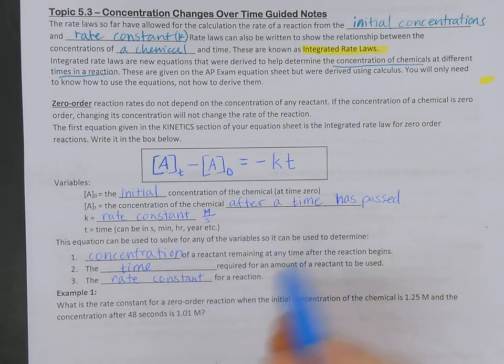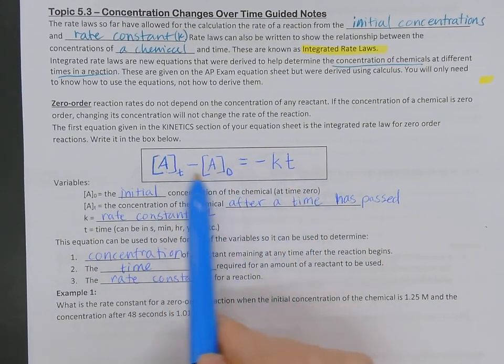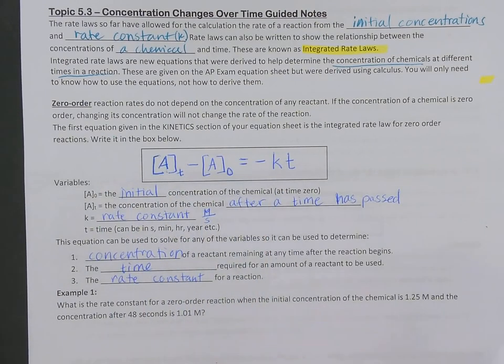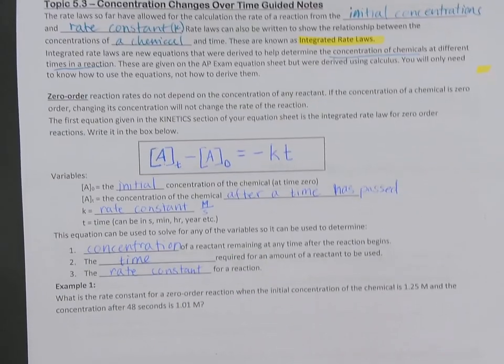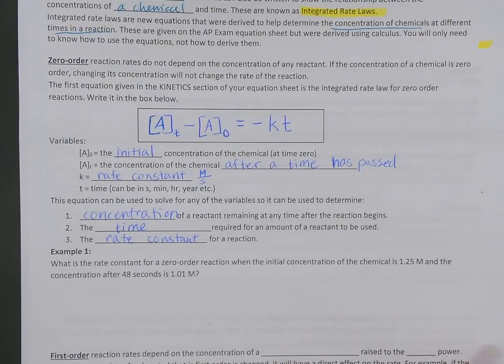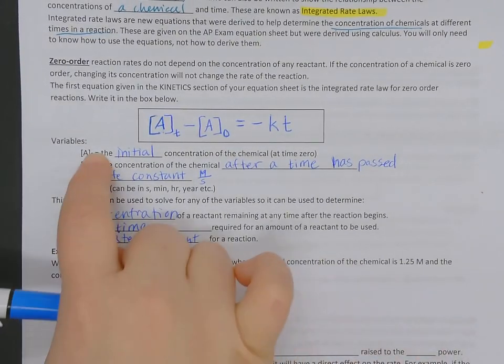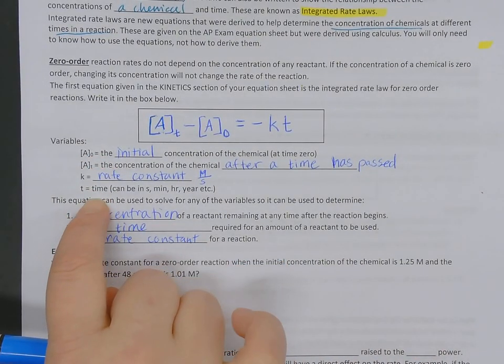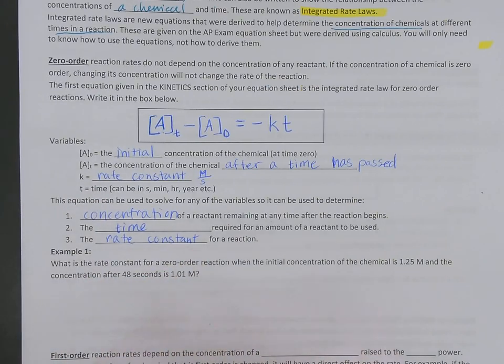Now this is not an exhaustive list. We could also, given all the information, backtrack to figure out an initial concentration, all that. But we can solve for any variable here. So let's try one. We want to read our question, identify these variables within that question, line everything up, plug it in, and solve.